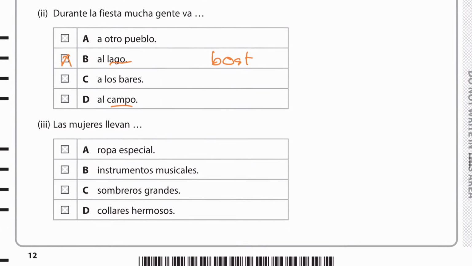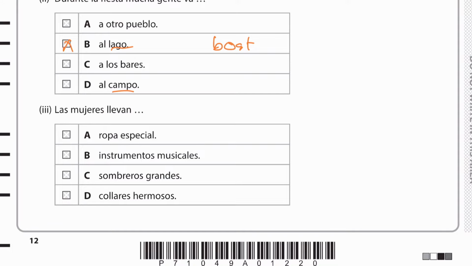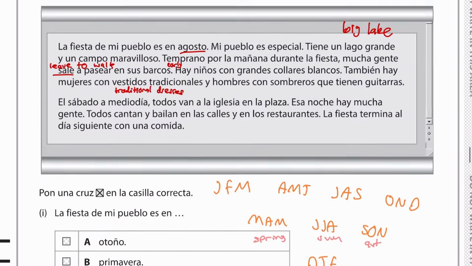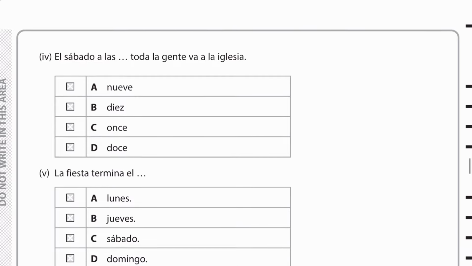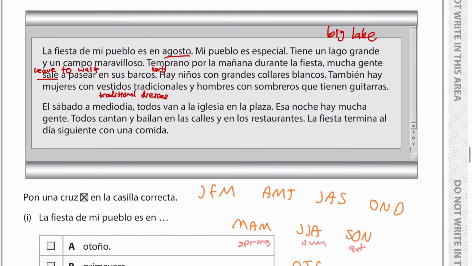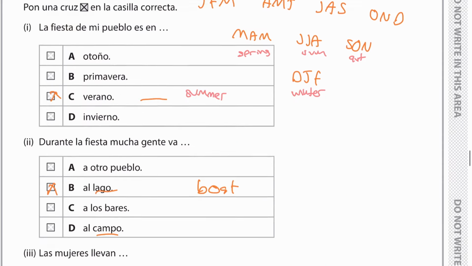And then las mujeres llevan, we saw ropa especial, isn't it? Vestidos tradicionales is basically ropa especial. El sábado, we didn't see anything about sábado, so we have to keep reading. El sábado, which is Saturday. Saturday, midday, a mediodía, todas van a la iglesia, church, en la plaza, in the square. It's like the church in the center of the place. Esa noche, that night, hay mucha gente, there are many people. Everyone is singing, dancing in the streets, and in the restaurants. The party ends the next day with a feast or with a meal.